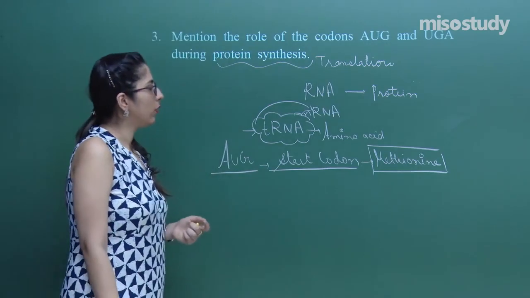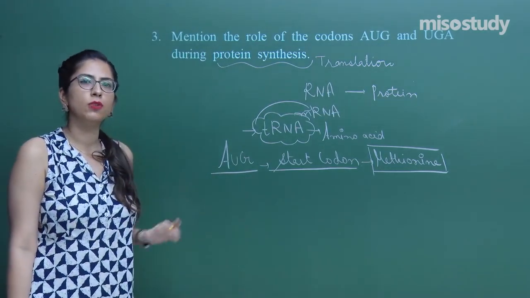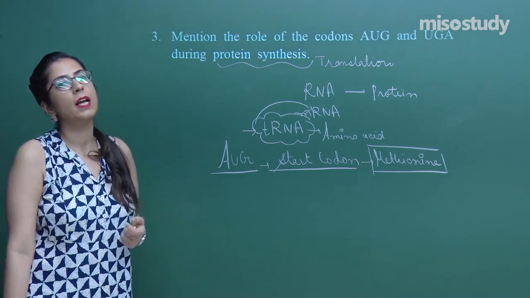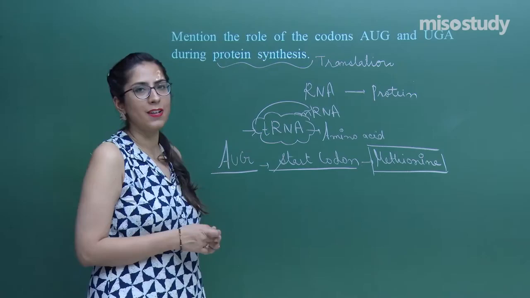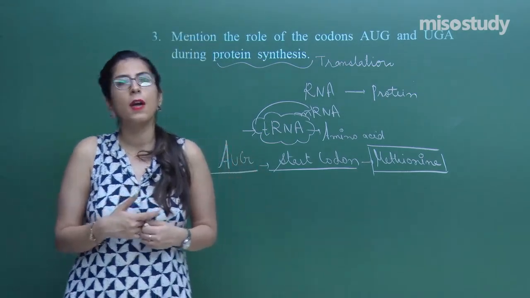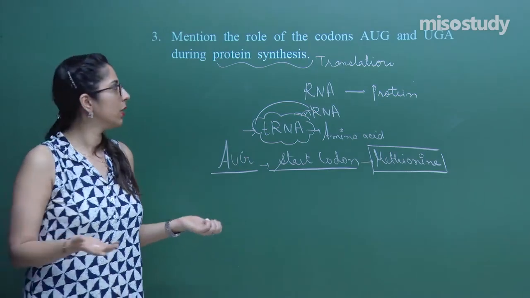Now, this methionine, later on so many other amino acids are attached and added, and in between there is an enzyme called peptidyl transferase, which helps in the formation of peptide bonds between the different amino acids. A protein chain will be formed.